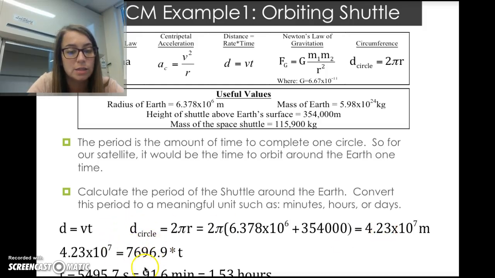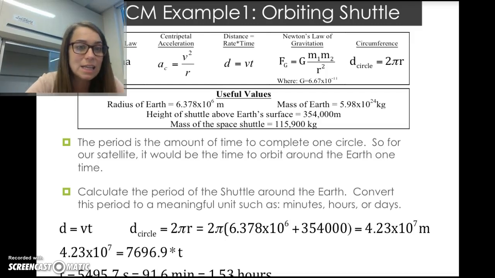We know the velocity is 7,696.9 times time. Solve that, you get time is 5,495.7 seconds, which equals 91.6 minutes. Oh, sorry, that's not minus, that's equal. So this is how many seconds. Not very useful, I don't know how many seconds that is. But we can divide that by 60 to figure out how many minutes and divide it by 60 again to find out how many hours. So it takes the shuttle approximately 1.5 hours to go around the Earth.